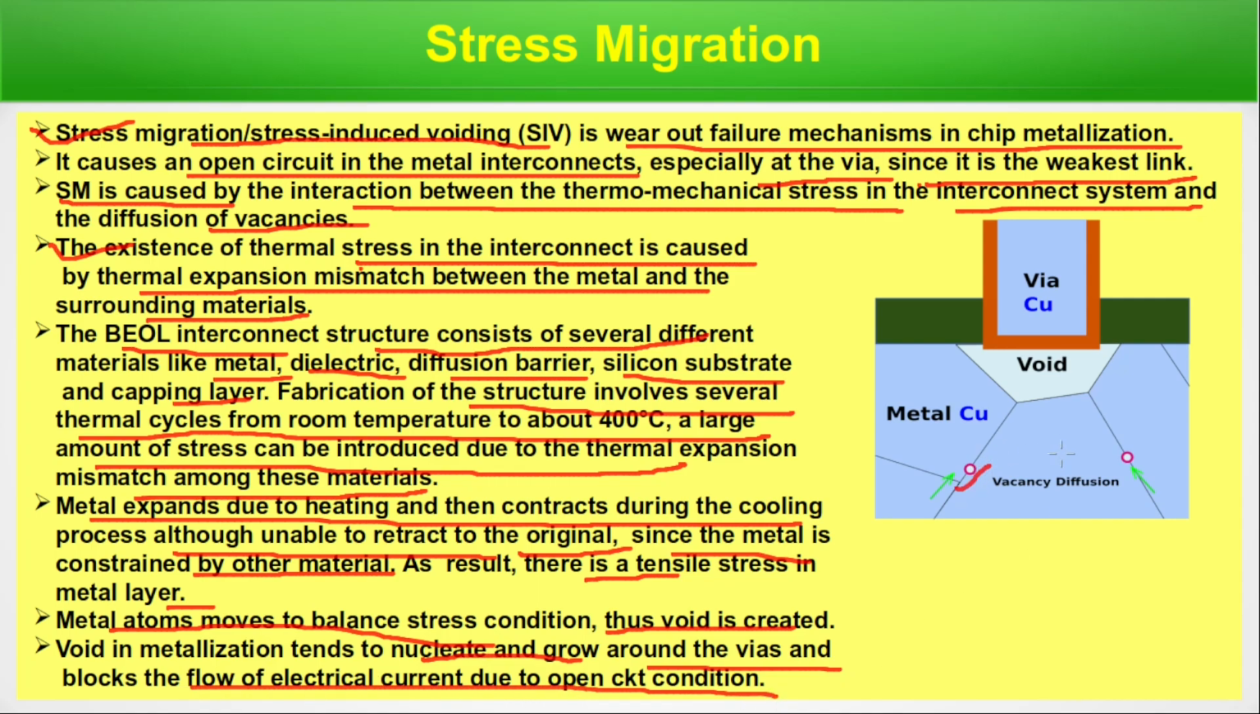Void diffusion is shown here. The void is moving here and continuously voids create, they nucleate, they create a bigger void. Void creation just below the via, that means current cannot flow here. This is a void area. There is disconnection, that is open circuit. So it's creating an open circuit condition and current will not flow. If current is not flowing from there, the circuit is not working in proper way, it leads to failure.